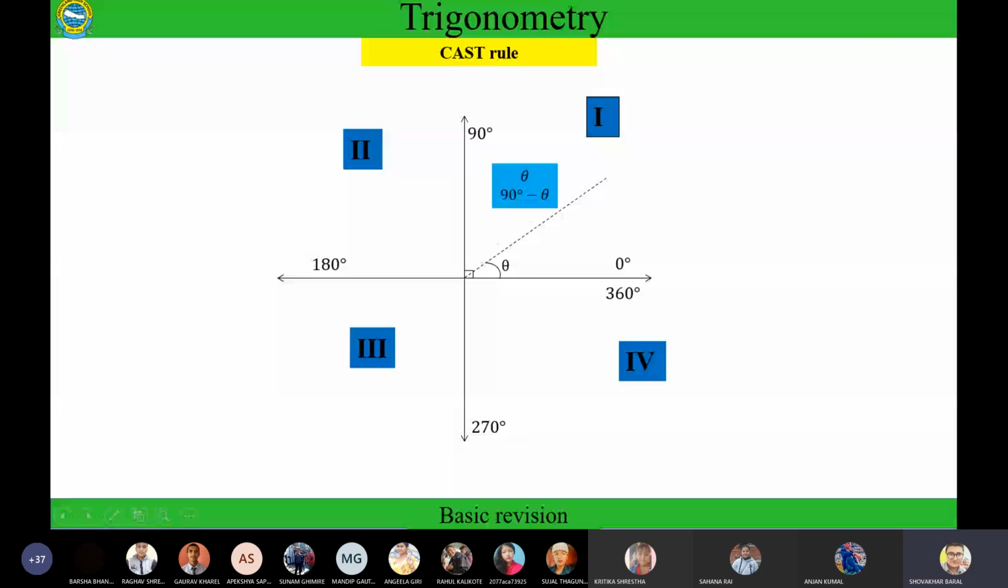The angles in the first quadrant will be, see here, if the line goes on moving, then its angle will be increased here. It means theta will be in the first quadrant, that is, the acute angle will be in the first quadrant. This theta, actually, is the acute angle here. So 90 minus theta also will be in the first quadrant.